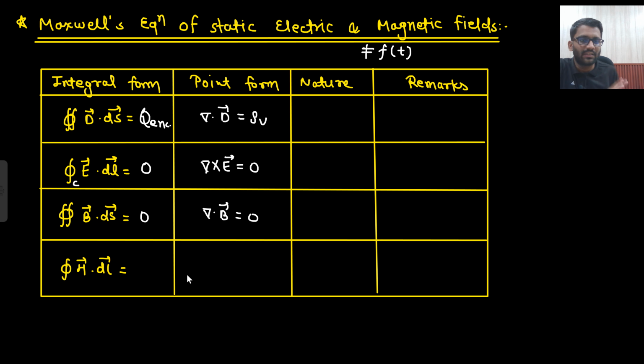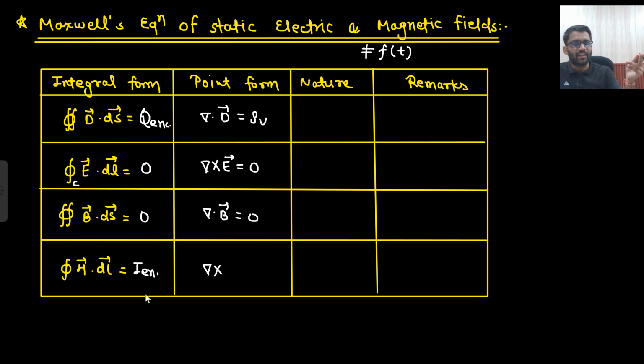H dot dl, this is the only thing which I am asking you to remember: I enclosed. Although you need to remember two things, both are simple. D dot ds is Q enclosed, H dot dl is I enclosed. So from here what did you get to know? How will you remember it? H dot dl.